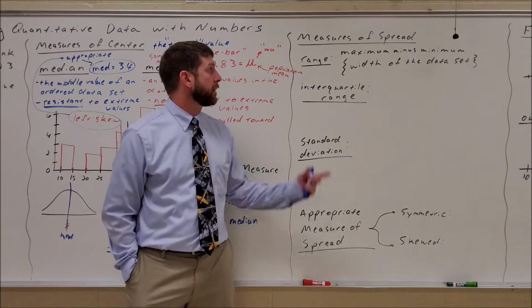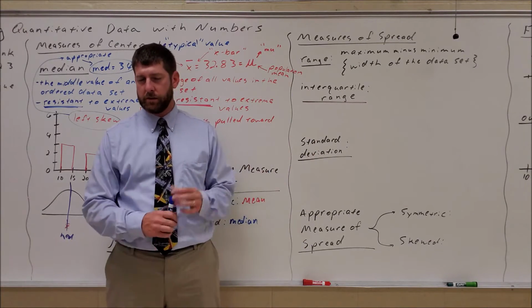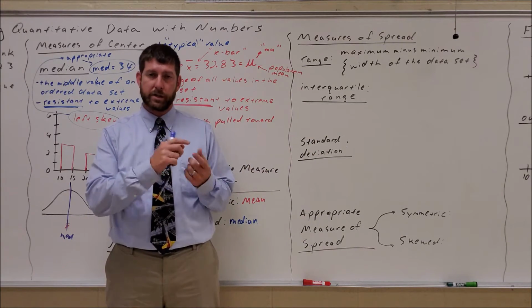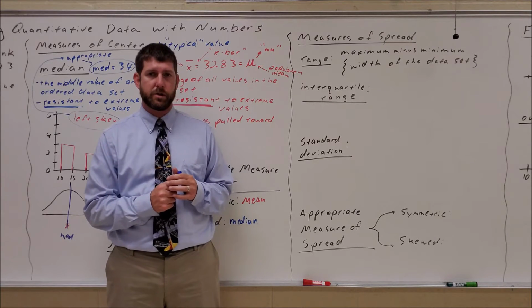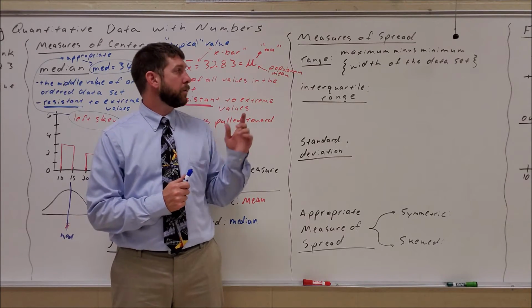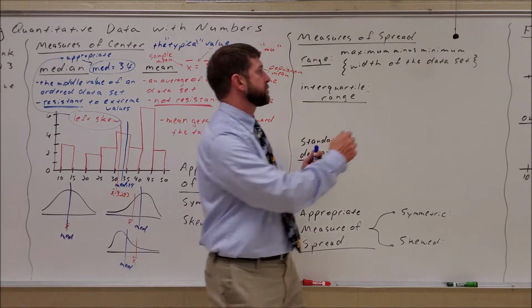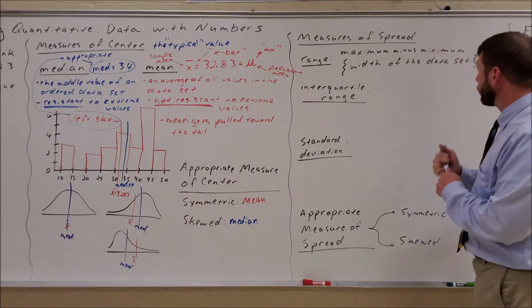All right, next let's talk about measures of spread. We've talked a little bit before when we were looking at shape, outlier, center, spread, describing the distribution. In those situations, a measure of spread is nothing more than a measure of the variability.